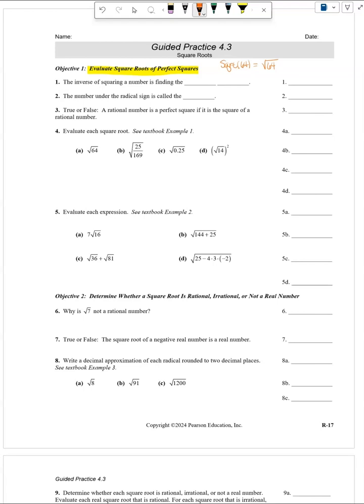So number one, the inverse of squaring a number is finding its square root. The number under the radical sign is called the radicand. So 64 would be the radicand here. Okay? True or false? A rational number is a perfect square if it is the square of a rational number. That is very true.